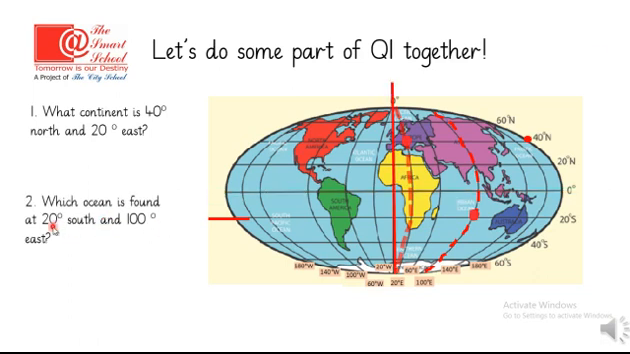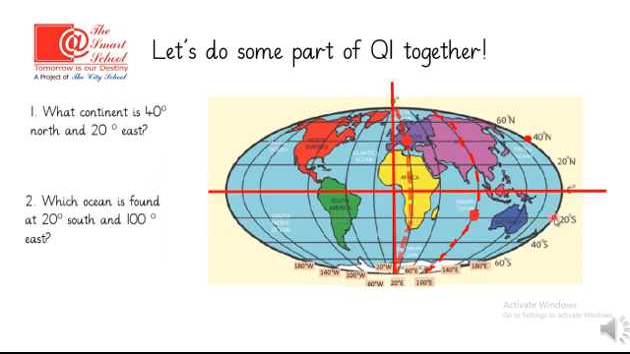Which ocean is found at 20 degrees south and 100 degree east? So now 20 degrees south, if we have to go from the equator, it means we will be going up or down. Yes, for going to south we will be going down. So where is 20 degrees south? This line is 20 degrees south, right? We can see this red line here. This long line of latitude, 20 degrees south.